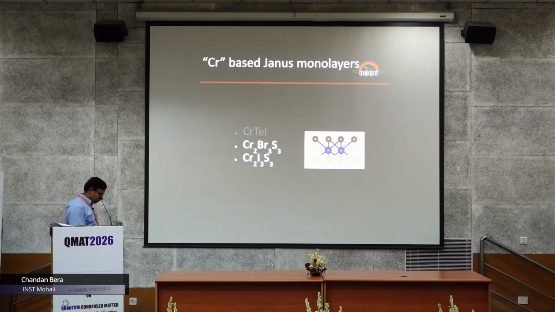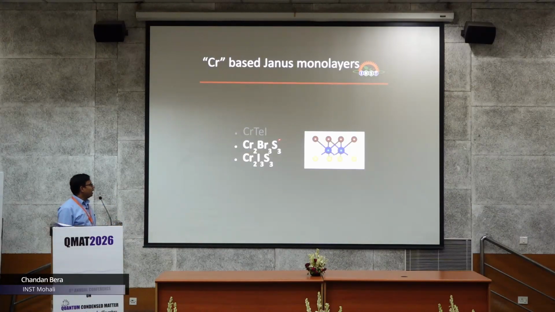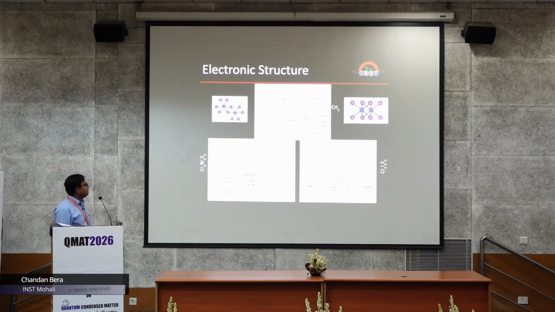Okay. So now I'll discuss the other two compounds. These are chromium bromide sulfide and chromium iodide sulfide. This is the electronic structure, similar to the earlier calculation. We also did the first electronic band structure calculations for these compounds. And here you can see that both the valence band and conduction band minima are populated by spin up bands. All three compounds are semiconductors and have a band gap of around 1 eV.